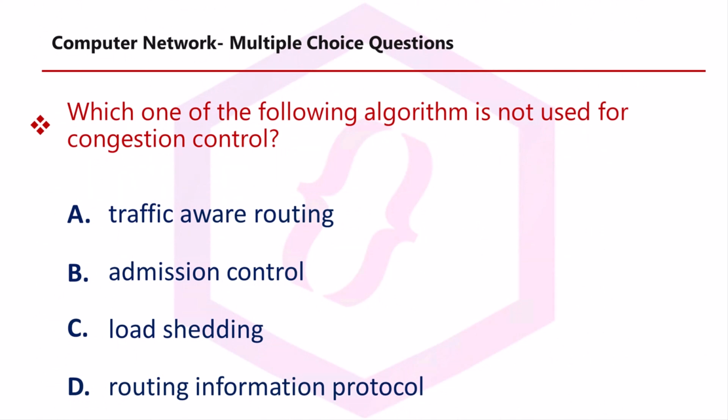Which one of the following algorithms is not used for congestion control? Option A, traffic overrouting. Option B, admission control. Option C, load shedding. Option D, routing information protocol. And the correct answer is option D, routing information protocol.